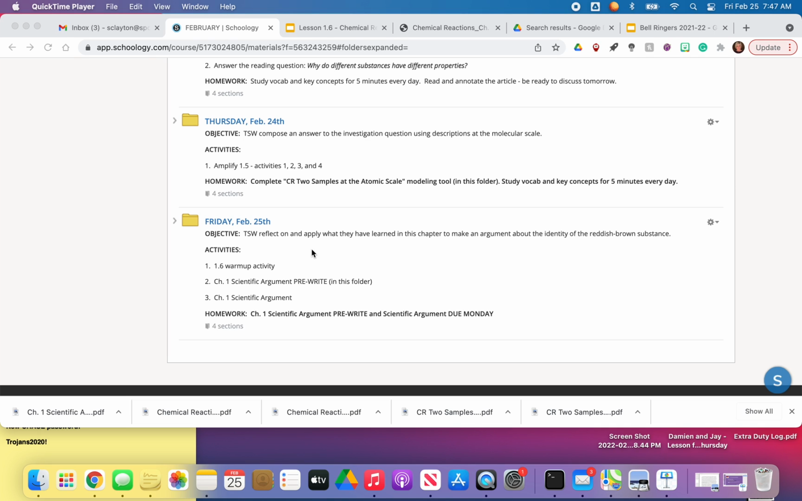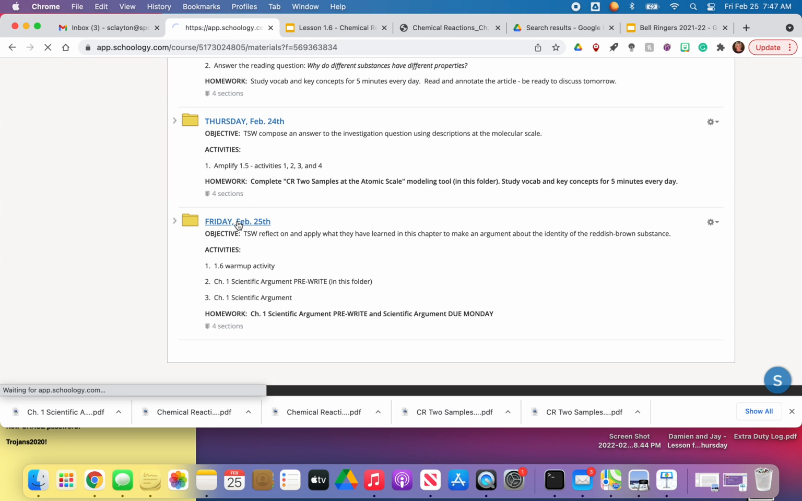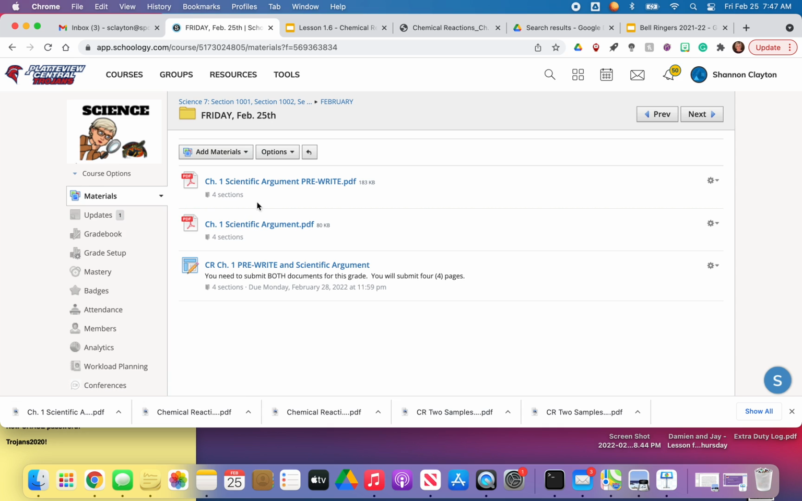And so then you're going to be able to have all the information that you need in order to answer that question. Go ahead and open up this folder, and there are two PDFs here. There's a pre-write, and then there's the scientific argument. Copy those and put those in GoodNotes.